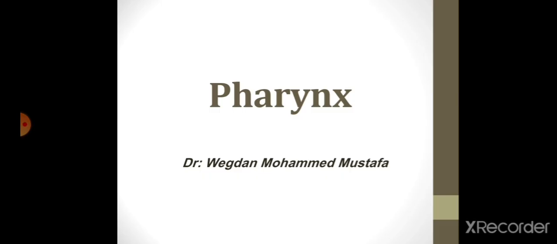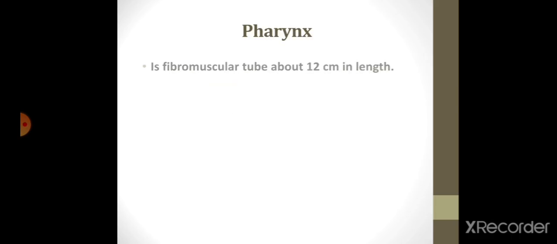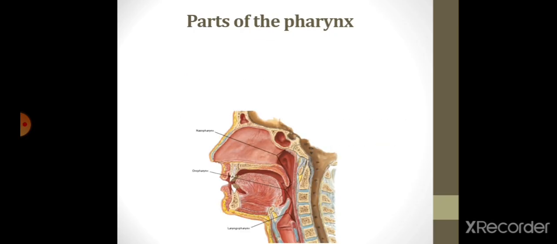Pharynx. What is the pharynx? Pharynx is a fibromuscular tube about 12 centimeters in length. This tube extends from the base of the skull to the 6th cervical vertebra, opposite to the cricoid cartilage of the larynx anteriorly. So, this is the pharynx.